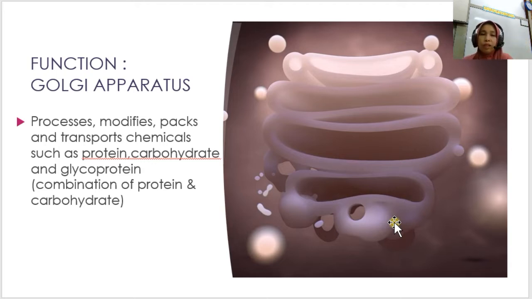So what is the function of the Golgi? The Golgi apparatus is important to process, modify, pack and transport chemicals such as protein, carbohydrate and also glycoprotein. Usually I ask my students to remember the main function of the Golgi to write in the exam: just write modify the protein. The Golgi apparatus will process the protein, modify it, pack it into the vesicle and transport it.